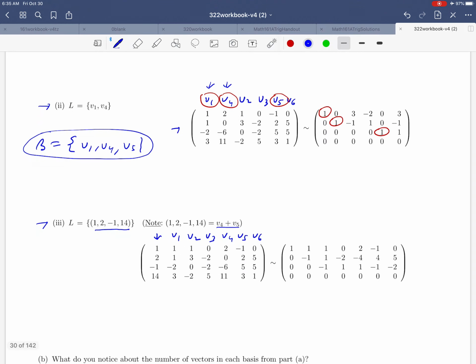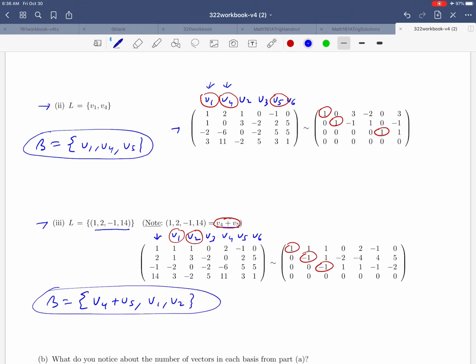And so if we do our usual row operations on this and pick out our pivot positions, this time we get pivots in the first 3 columns, which means that we're going to pick this vector, that's our first column, and then v1 and v2. So we get a basis that looks like this: the first vector is v4 plus v5, and then v1 and v2.